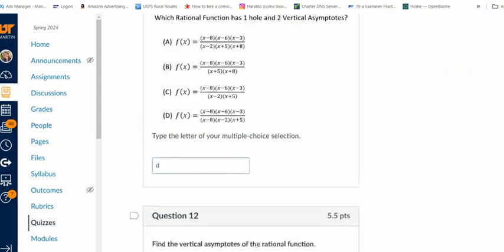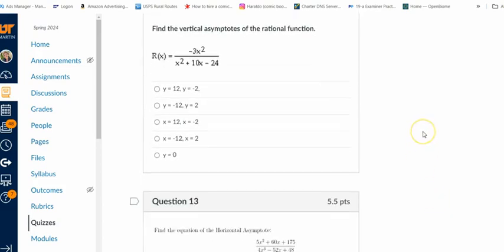Okay, let's keep going. Find the vertical asymptotes of the rational function. I'm going to need to factor this. Now, the numerator does not factor anymore, but the denominator does. Two numbers that multiply to give me negative 24, but at the same time add up to give me positive 10.